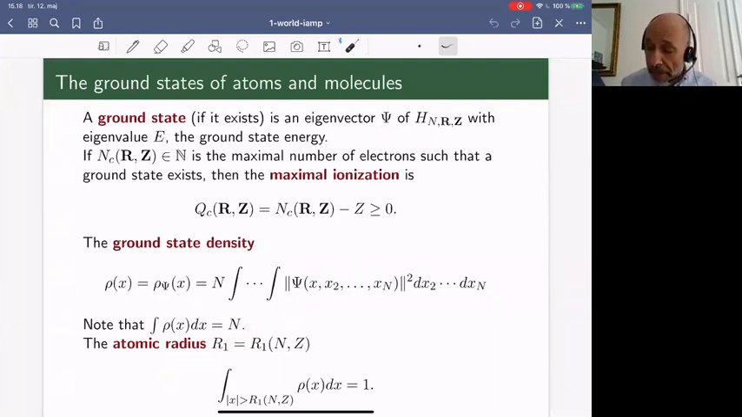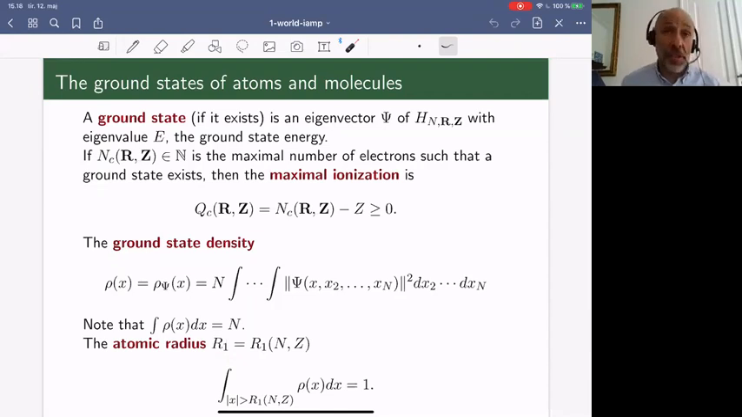And then let me give a possible mathematical definition of the atomic radius. I call it R1. It's simply the radius such that outside this radius, I have exactly one electron. Here I'm doing it for an atom, of course. Everything else I was saying up till now was for molecules, but for the radius, I'm of course restricting to atoms. And what I'm saying is that the radius R1 is defined such that the number of electrons outside the ball of radius R1 is equal to 1.